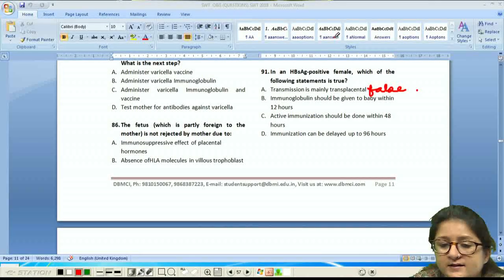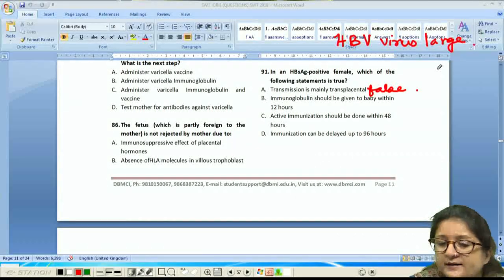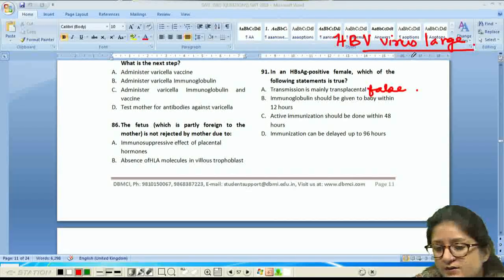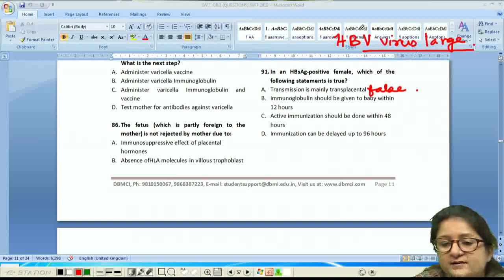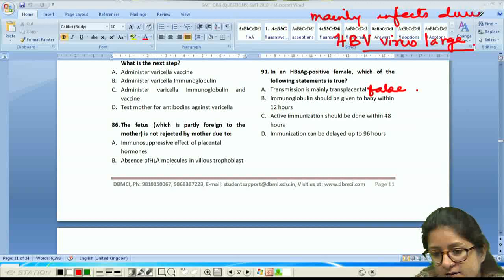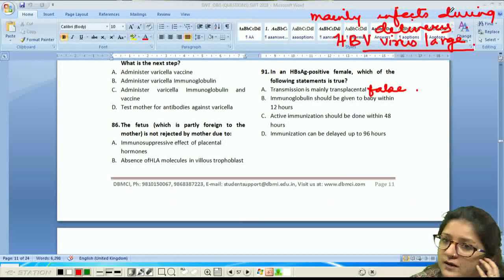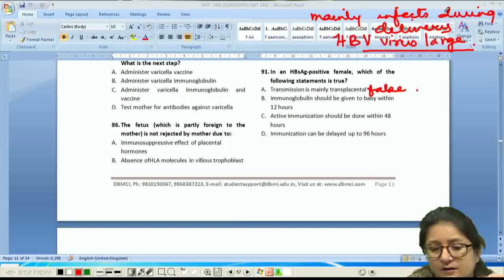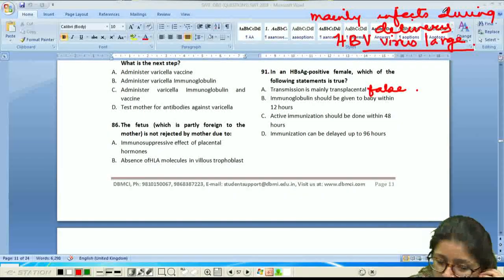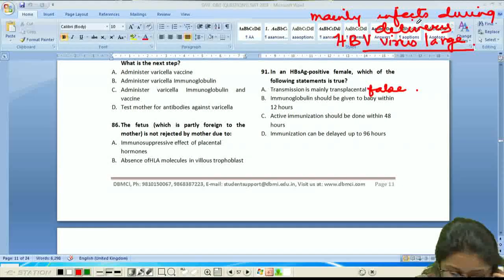You should remember that the hepatitis B virus is a large virus, okay, and this large virus is usually not transmitted transplacentally. It mainly infects during childbirth, during the process of delivery. That is when it infects the fetus. Unlike HIV, which on the other hand has considerable transplacental spread, HBV does not have a transplacental spread. It mainly infects during delivery. So transmission is mainly transplacental: this is a false statement.